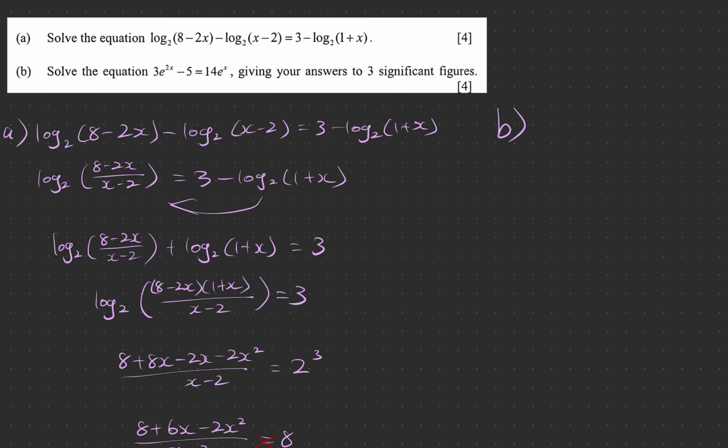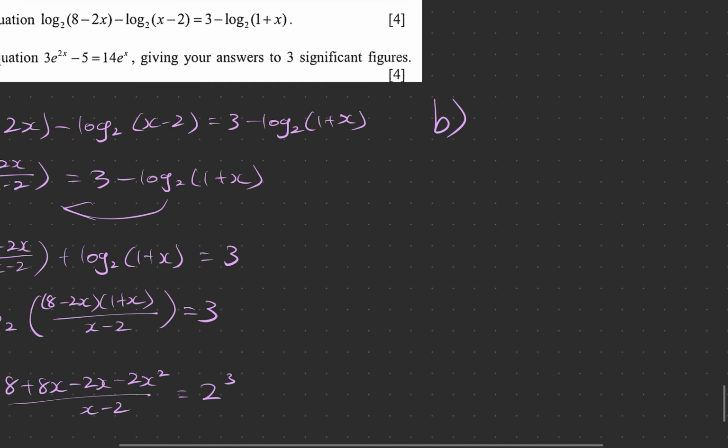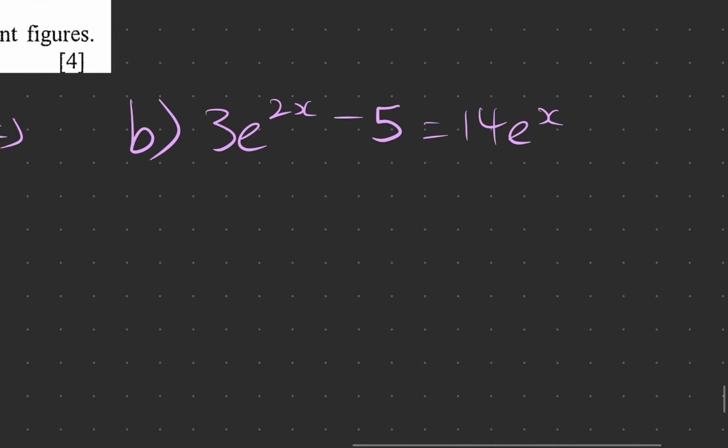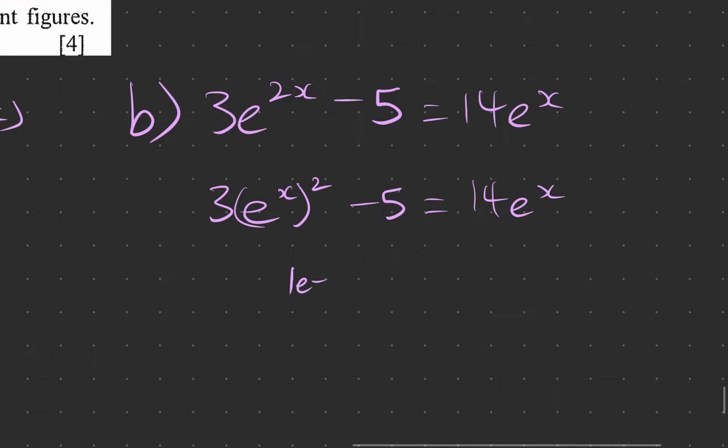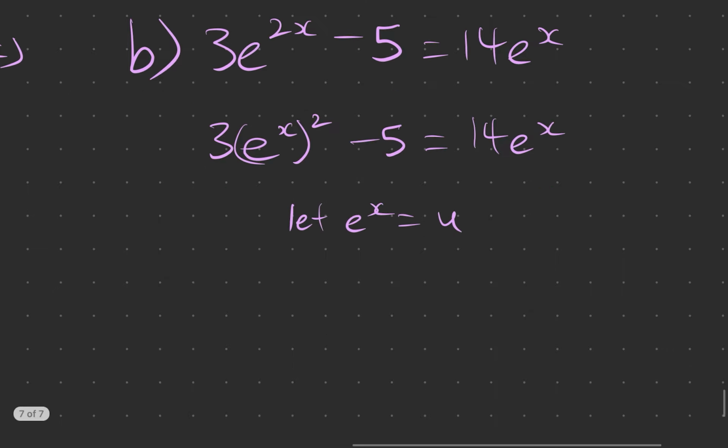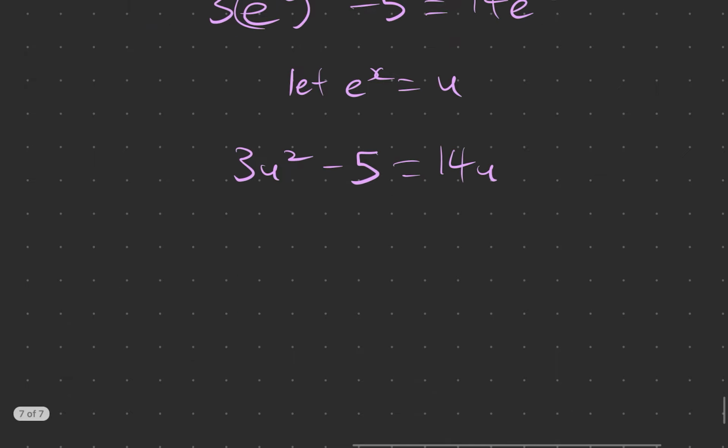Solve the equation 3e to the power of 2x minus 5 equals 14e to the power of x, giving answers to 3 significant figures. So for this question, I'm probably just going to substitute in a value again. So I'm going to work things out. So 3(e^x) squared minus 5 equals 14e^x. I'm going to let e^x equal u. So 3u squared minus 5 equals 14u. I'm going to bring everything over to the left hand side.